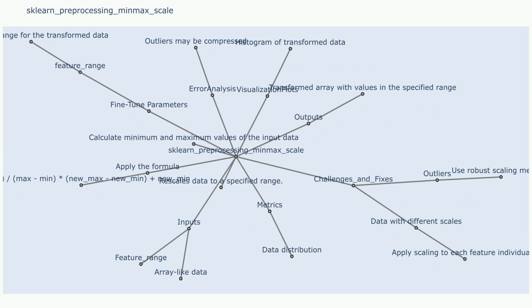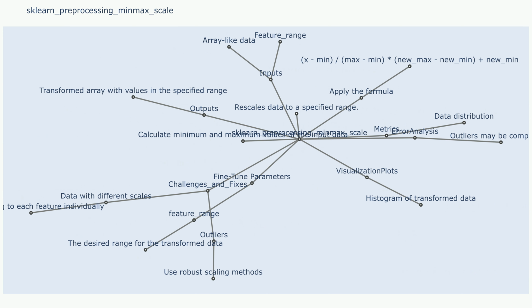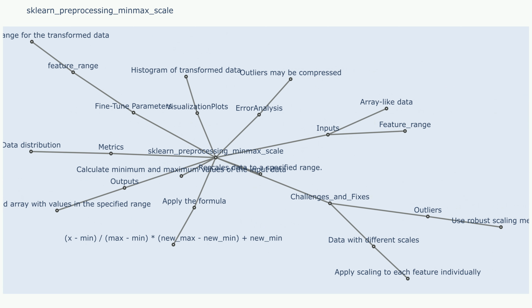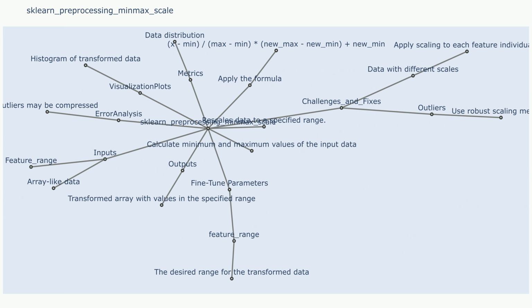Inputs: array, a numerical array representing the dataset with features to be scaled. Feature range, a tuple specifying the desired range for the transformed features. The default is (0, 1), indicating scaling to a range between 0 and 1. Outputs: transformed array, the original array with each feature scaled to the specified range. Scaler object, a min-max scaler object that can be used to transform unseen data using the same scaling parameters.